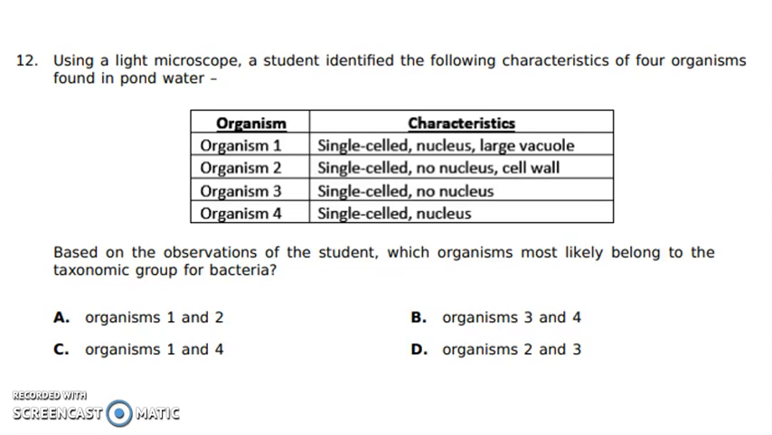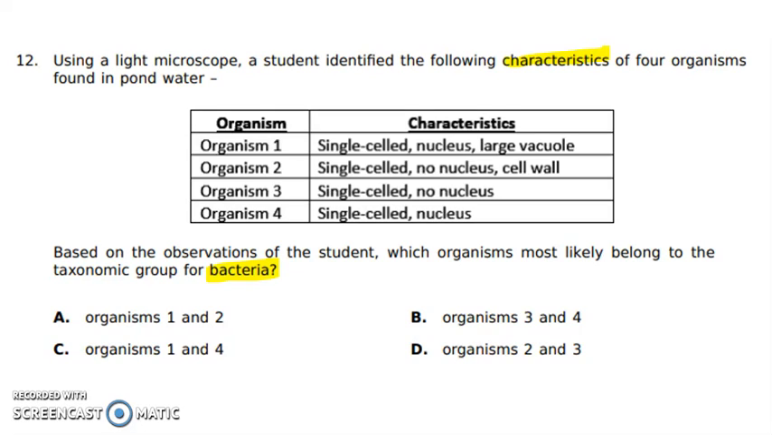Number 12, using a light microscope, a student identified the following characteristics of 4 organisms found in pond water. So we have organisms 1, 2, 3, and 4, and then their characteristics. Based on the observations of the student, which organisms most likely belong to the taxonomic group for bacteria? So it's asking us a specific question about bacteria.